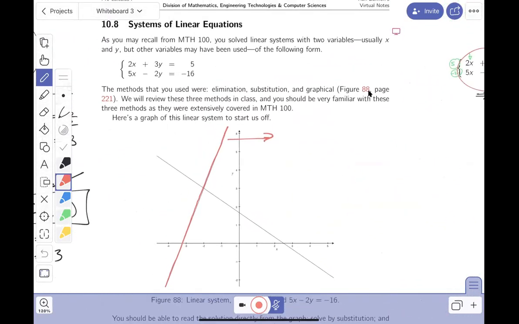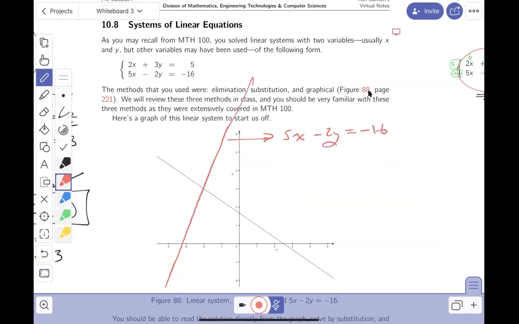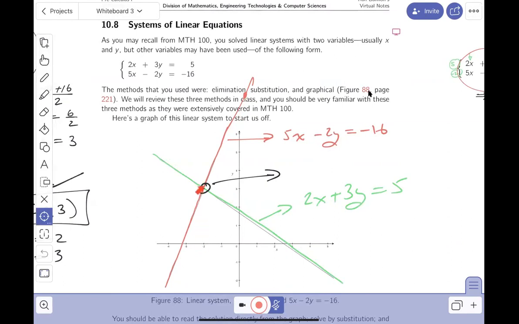So what's this line over here? Let's take a look at it. This line is 5x minus 2y equals -16. I want to point out this line intersects up at 8. And this line over here, I'll put it in green for you, is going to be 2x plus 3y is equal to 5. And we have a point of intersection right over here. Can we read it from the graph? We can. Looking at the x, that's -2. And looking at the y, it's 3. Is this accurate? It could be, but it may not be accurate.